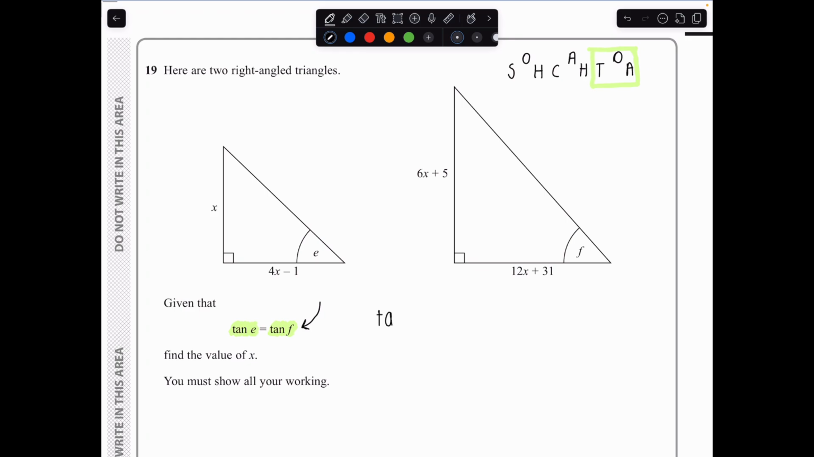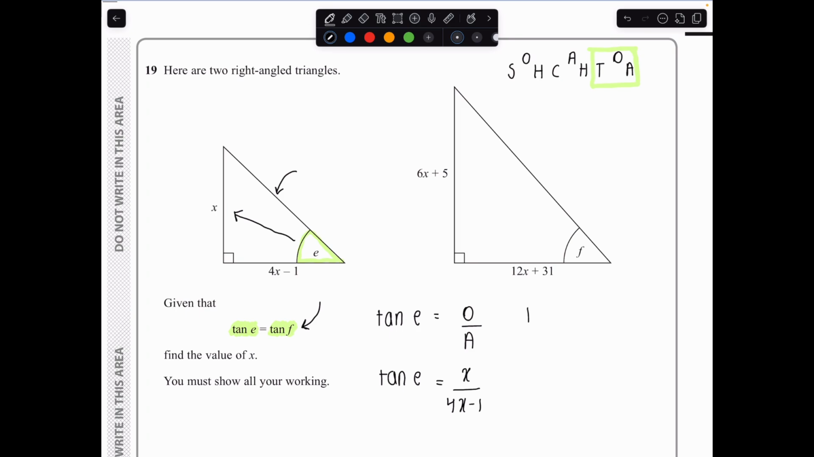So tan of E is equal to the opposite over the adjacent. But here, what is the opposite? So we look at the angle E here, and what is the length of the side opposite to this angle? The length is x. So our opposite is equal to x. Now what about our adjacent? This side here would be our hypotenuse, the longest side of our triangle. So our adjacent is the remaining side, which is 4x minus 1. And all of that is equal to tan of E. So we know what tan of E now equals. It equals x over 4x minus 1.